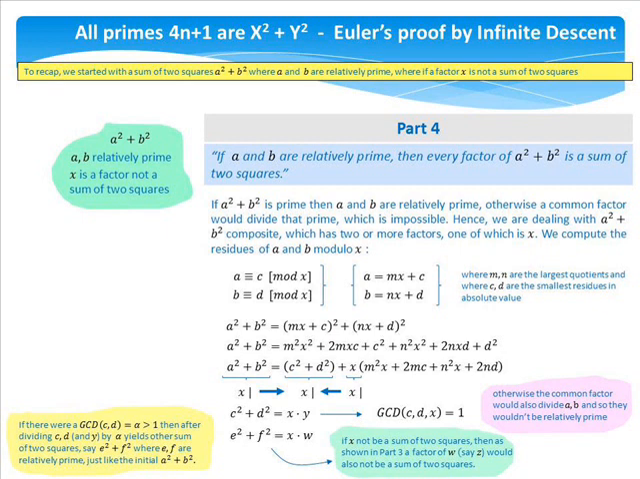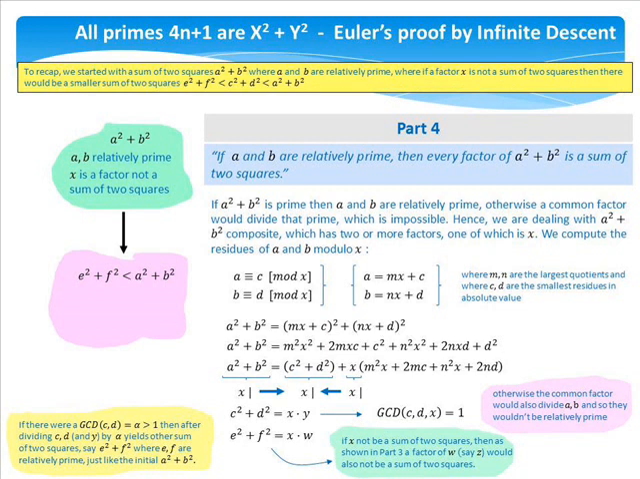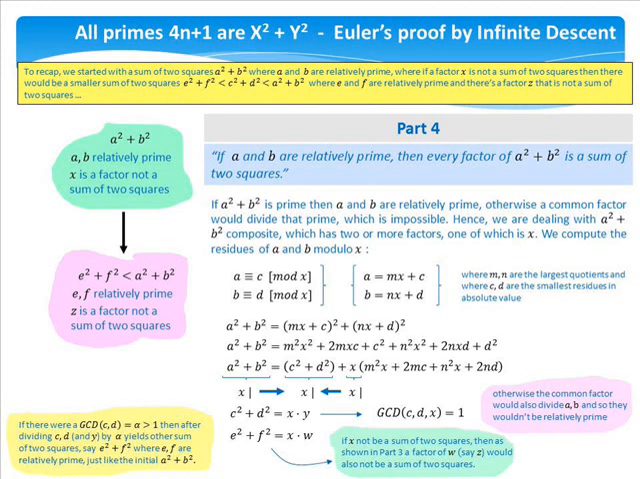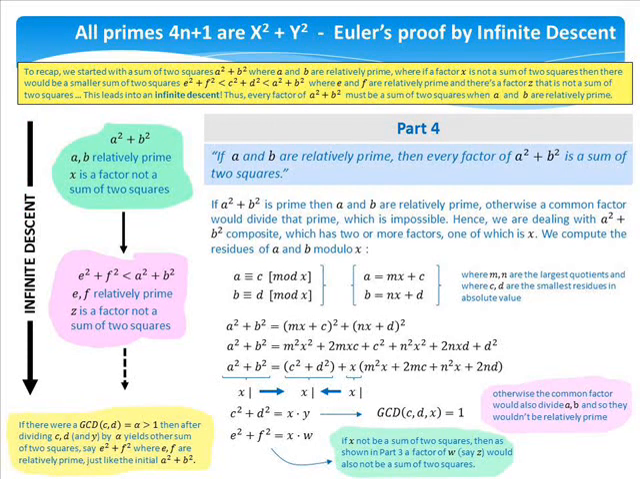Then, if there were a factor x, not a sum of two squares, there would be a smaller sum of two squares, e squared plus f squared, where e and f are relatively prime, and there's a factor z that is not a sum of two squares. That is, we got an infinite descent. Thereby, this deduction implies that every factor of a squared plus b squared is a sum of two squares when a and b are relatively prime.